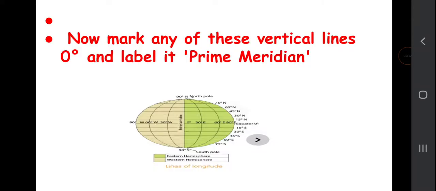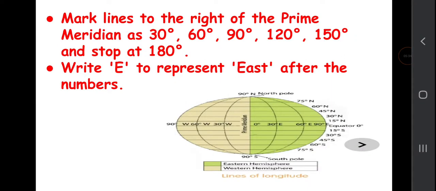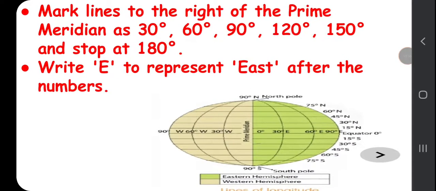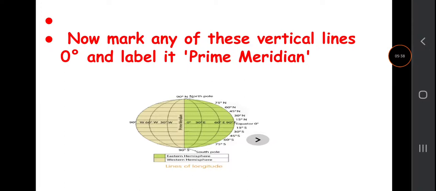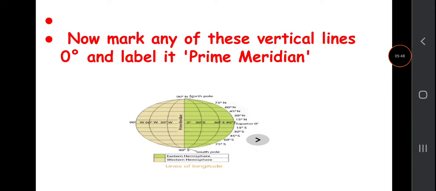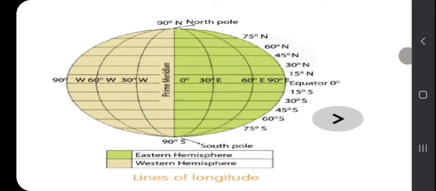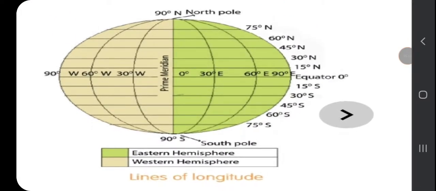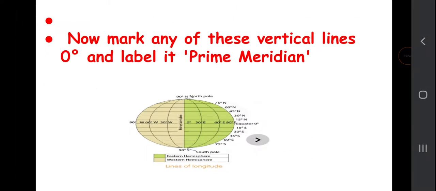And if you have completed this, after drawing this, you need to mark any one of these vertical lines as 0 degree. But if you are doing it in your notebook, you need to give this middle line 0 degree. Okay? You should divide it in equal halves.